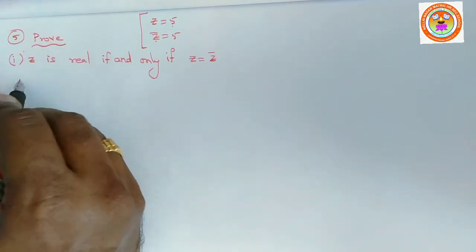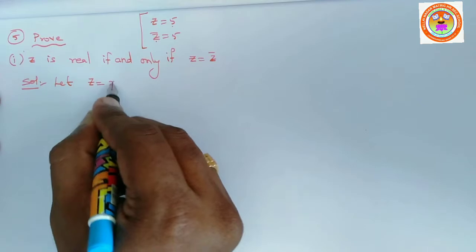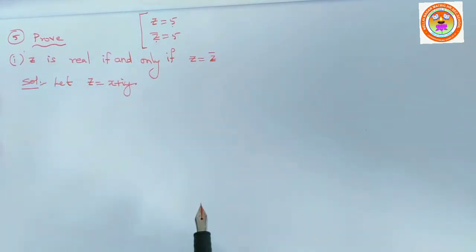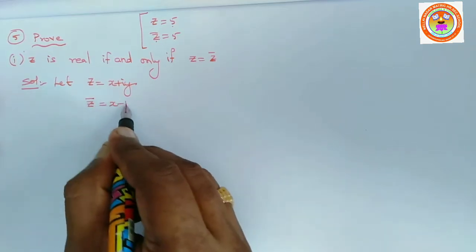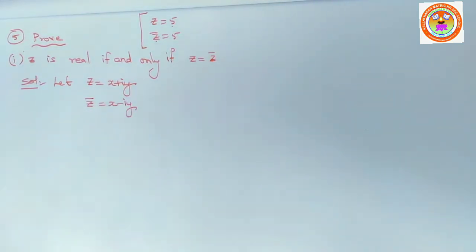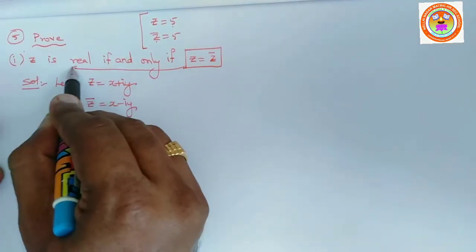So, solution. Let z is equal to x plus iy. What will be z bar? Z bar is nothing but x minus iy. So we are going to take this one and we are going to prove this one. Z is real. That's all.